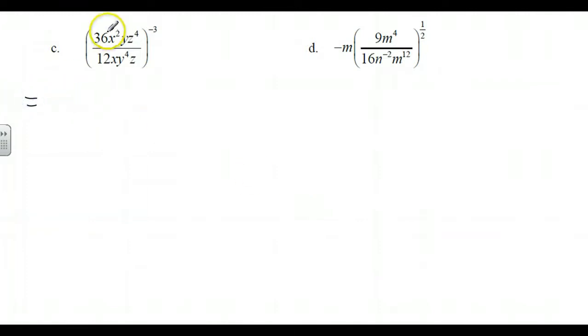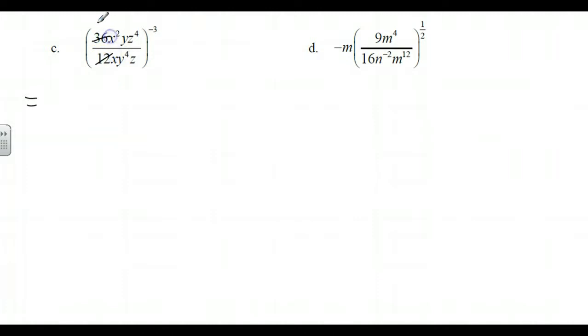So power to a power. This is 36 to the 1. It becomes 36 to the negative 3. Actually, you know what? Hang on. We put the brakes on. Before we do anything, let's simplify.